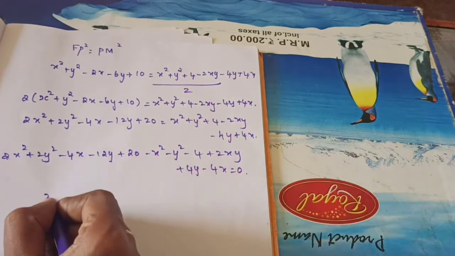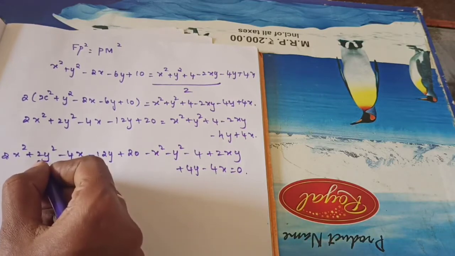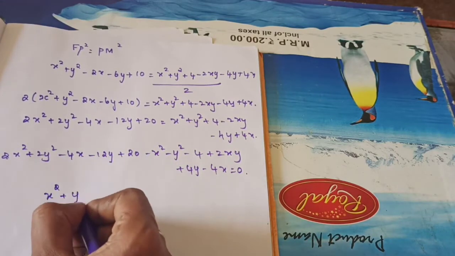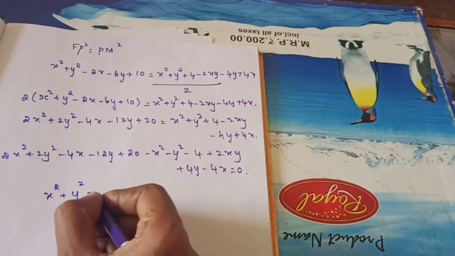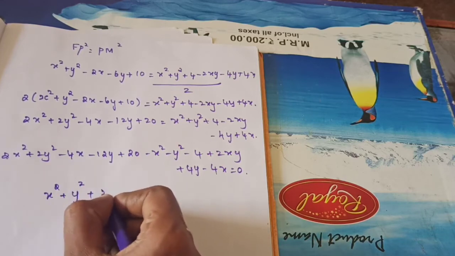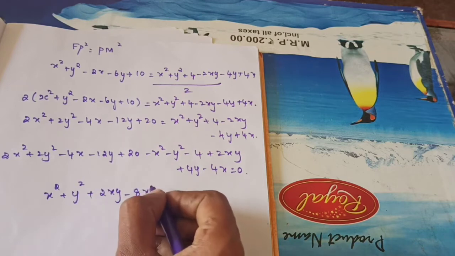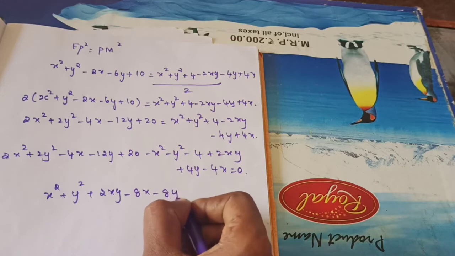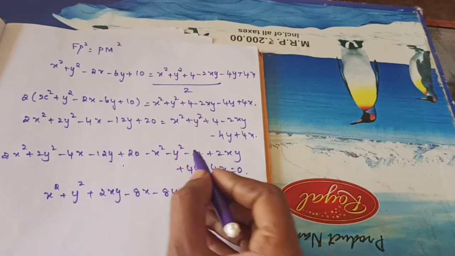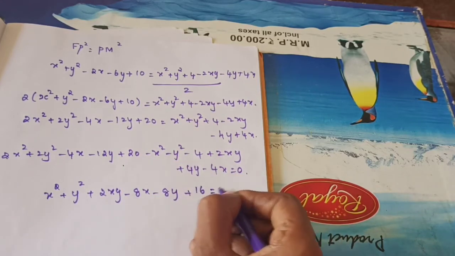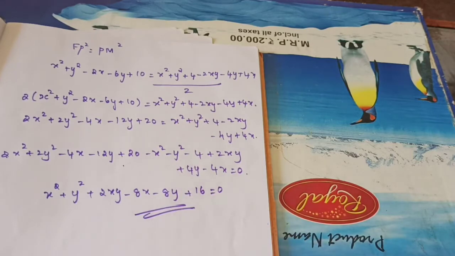Simplify: 2x square minus x square means x square. 2y square minus y square means y square. Then xy there is no term, so plus 2xy. X term, this and this, so minus 8x. Y term, two terms are there, so minus 8y. Then here plus 20 minus 4, so plus 16 is equal to 0. This is the required equation of the parabola. Understand, students?